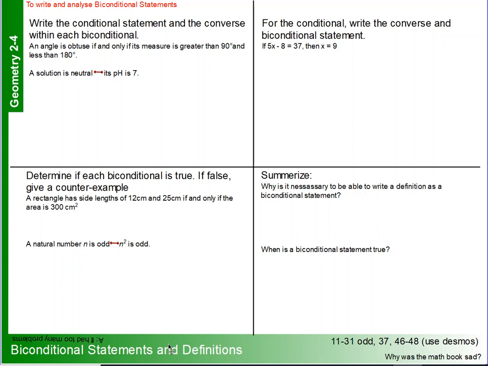We're going to talk about some examples of biconditional statements right now. But before we do that, I'm going to give you a riddle or a joke, and I'll tell you the answer at the end. Why was the math book sad? Discuss.